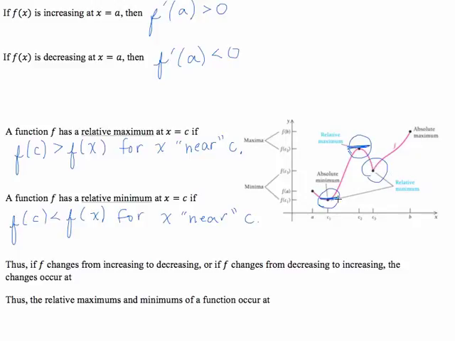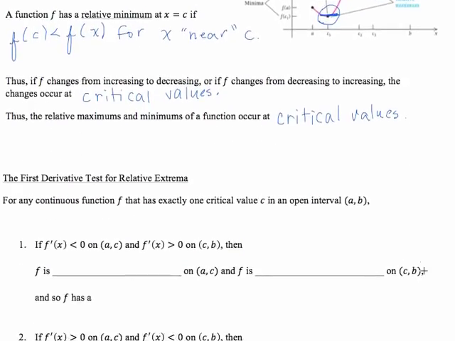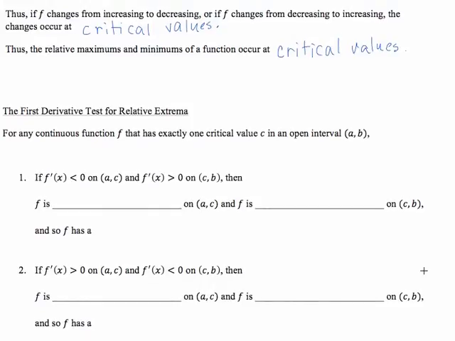So if f changes from increasing to decreasing, or vice versa, those changes occur at places where either the derivative is 0 or undefined. In other words, critical values. Therefore, the relative maximums and minimums of a function occur at critical values. So if you're looking for relative extrema, that's where you look. You look at critical values.